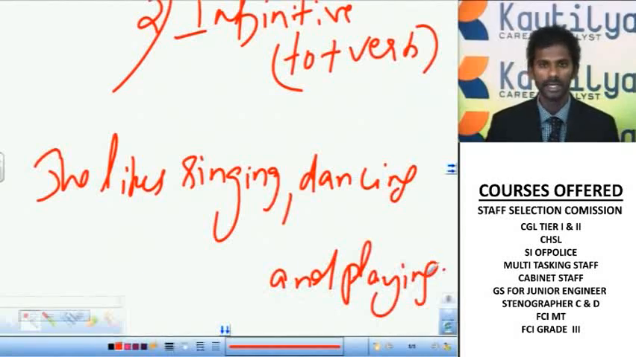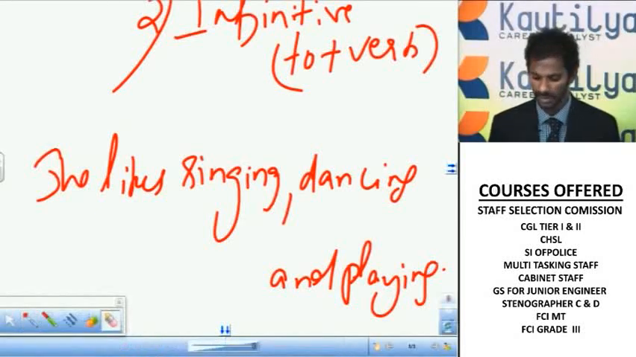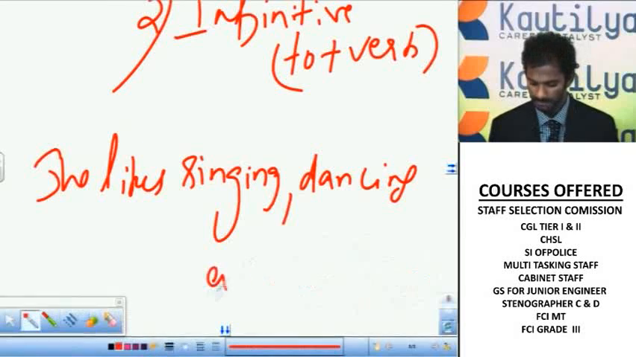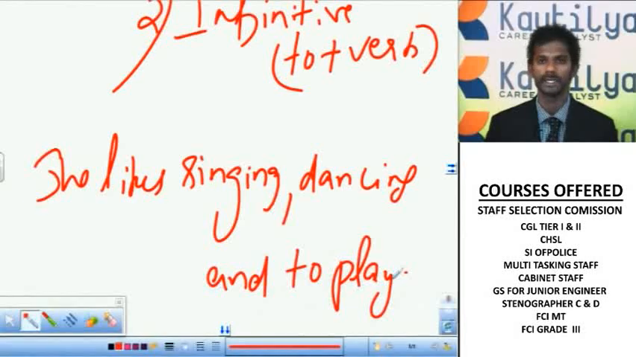As I said, if one idea is in ing form, all the other ideas must also be in the ing form. Similarly, infinitive is to plus verb. If one idea is in the infinitive form, all the other ideas must also be in the infinitive form. I make a modification to the sentence and I frame it this way. She likes singing, dancing and to play.